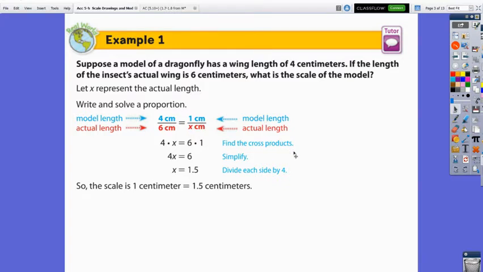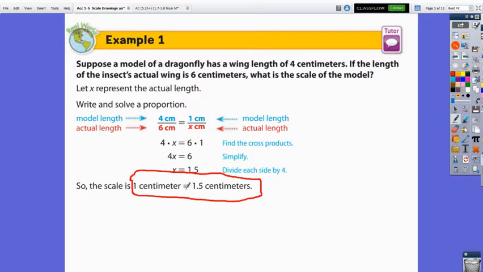Okay, this is not a really very good example, not a very useful example, but it does show you how to do the problem. Where you cross multiply here, 4x equals 6, right? Cross multiplying, 4x equals 6, and then divide by 4, so x equals 1.5. You could do this in your head too. 4/6 or 2/3 is 1 to 1.5. Okay, so the scale, the answer is 1 centimeter to 1.5 centimeters.